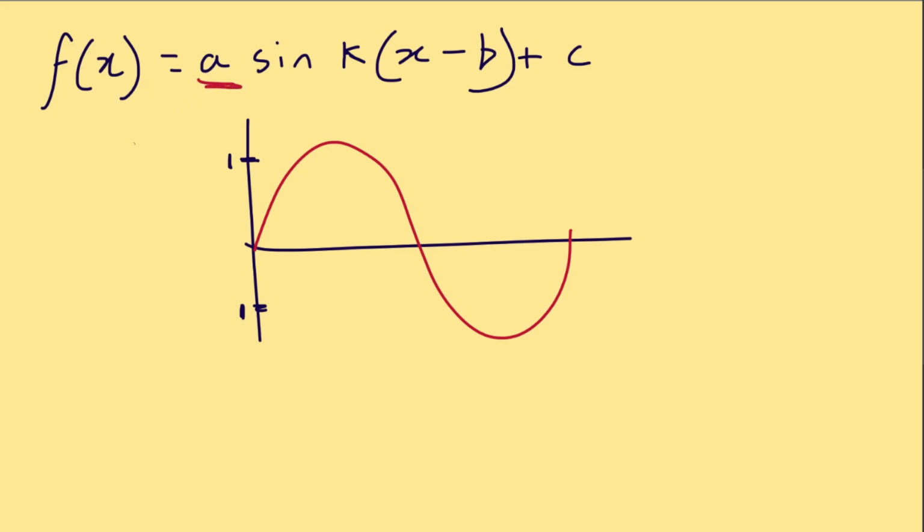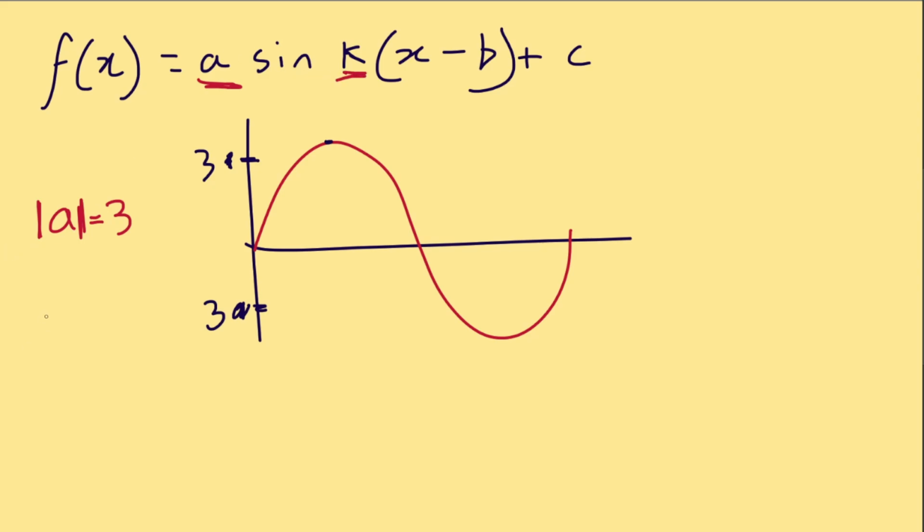Now, first, A is amplitude. Now, amplitude is always absolute value, which means it's always basically just positive. And it basically decides how high the wave is going to go. So let's say your amplitude is 3. Then you multiply the peak by 3. So these ones would go away and become 3.